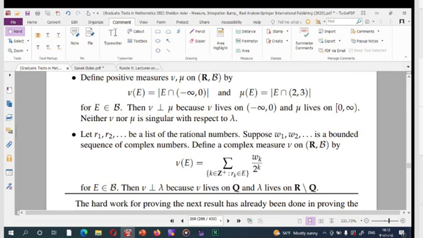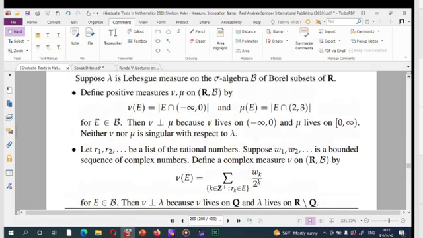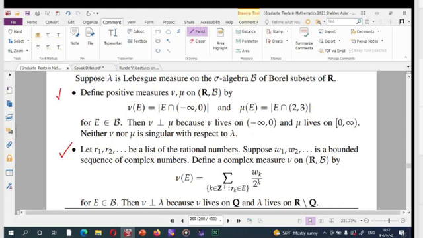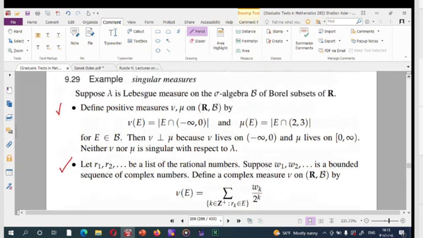And another example. Please read these two examples and write the proof of these two examples for me. This example, let me write for now.